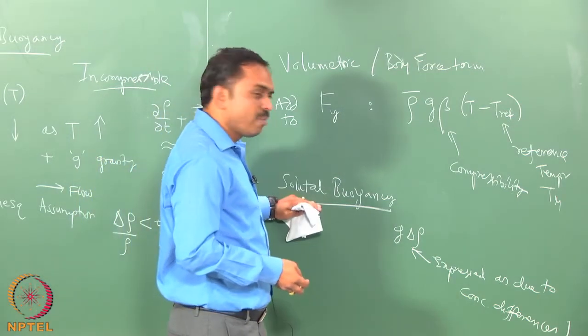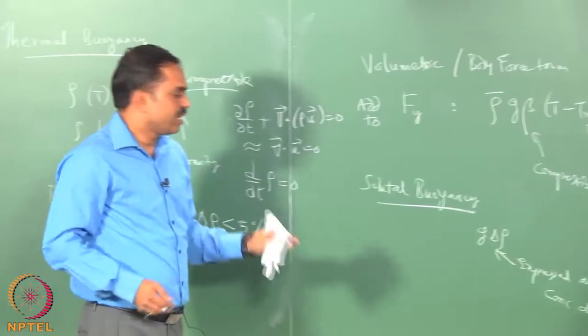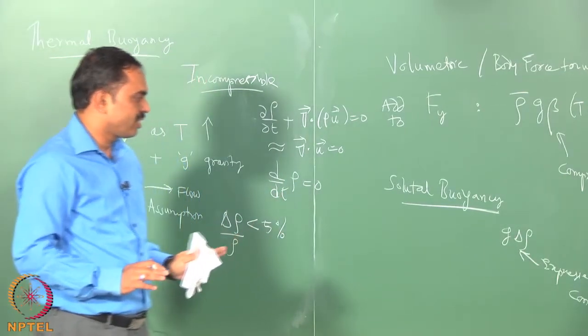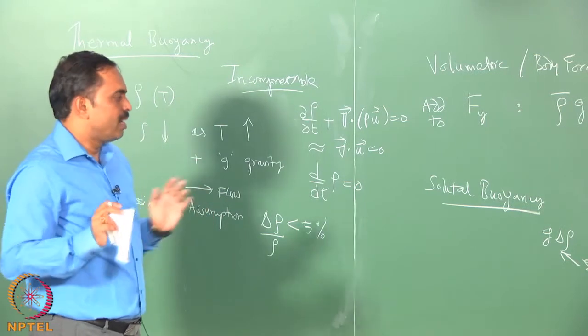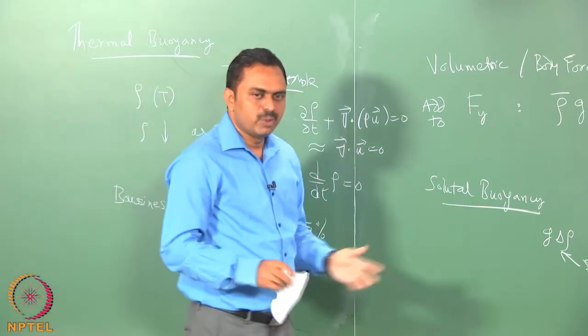So, solutal buoyancy and thermal buoyancy are both together categories of buoyancy convection, which means that they are basically caused by the density differences within the melt pool acted upon by the gravity to lead to the flow.